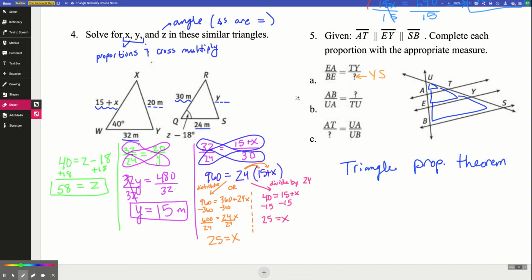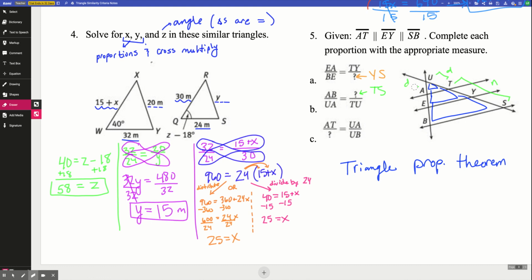Okay, so let's look at part B here. We have AB, which is this whole thing, and UA. So this was the numerator and this is the denominator. So that means the denominator here is TU. So the numerator has to be this whole thing. So this question mark right here is TS. Okay, so that's that one.